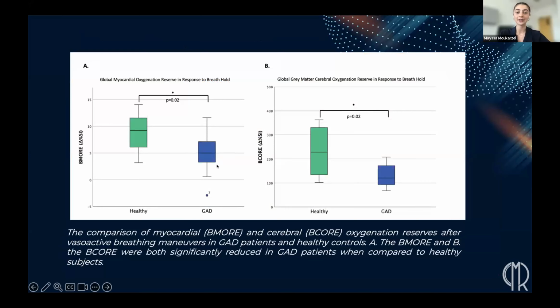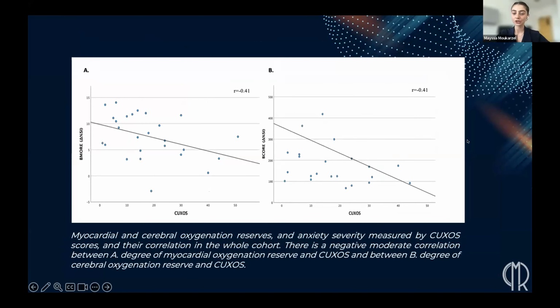So we can see that the GAD patients had a significantly lower B-more compared to the healthy control, and also a significantly lower B-core compared to the healthy control. So then we also did a Pearson correlation between the CUXOS and the B-more, and the CUXOS and B-core, and we found a moderate negative correlation between these factors.